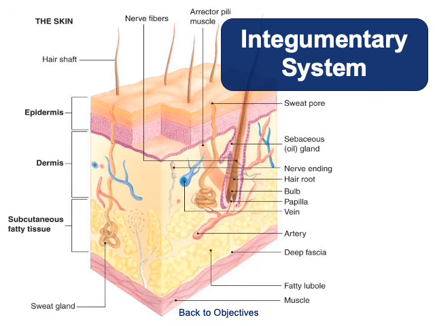So the skin's made up of three layers. There's the epidermis, and that's the outer skin. The dermis is the middle thicker layer. That's where all the functional units are. So in the dermal layer, you have sebaceous glands, you have nerve endings, you have hair follicles, blood vessels. So that's the functional layer. And then you have what's called the subcutaneous layer, which is the padding. And these three layers make up your skin.